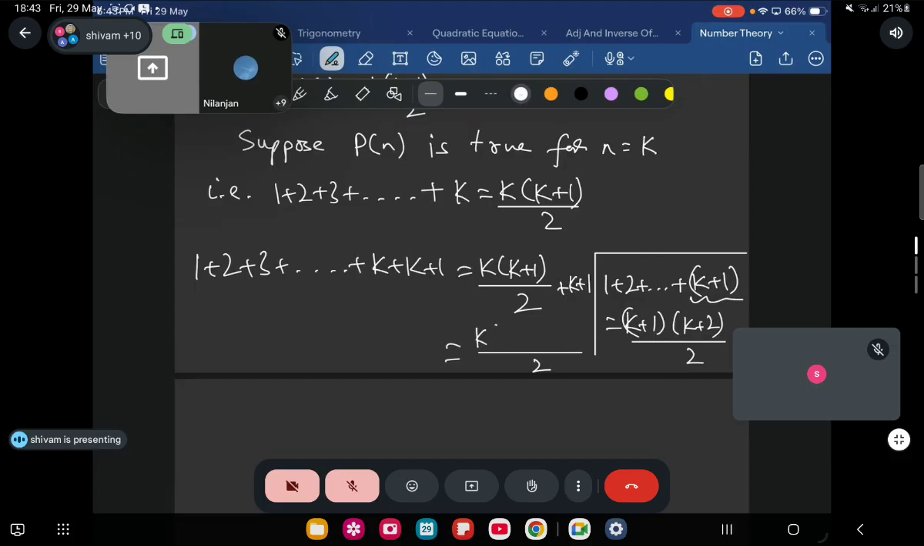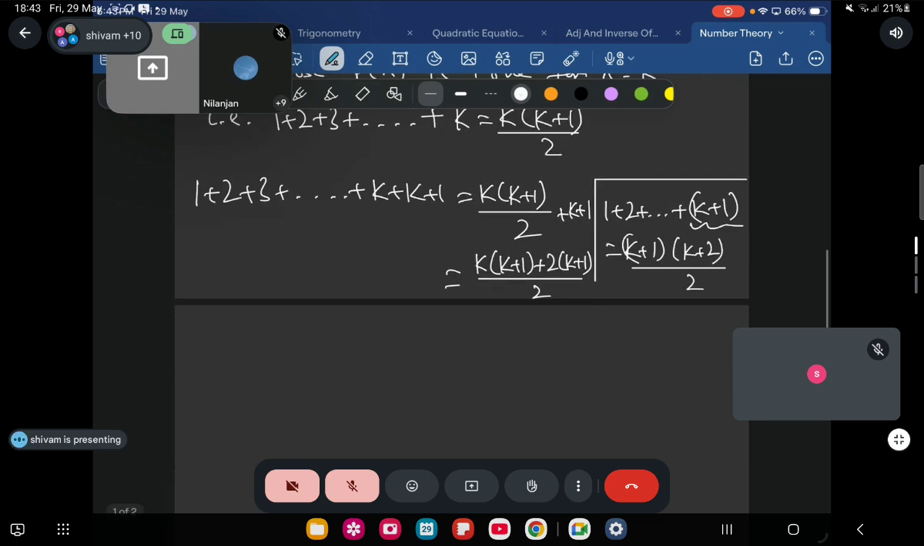k into k plus 1 plus 2 into k plus 1. Okay. This will be equal to k plus 1 common. Within brackets, you are going to get k plus 2 divided by 2. See, we are getting the result on the right hand side when you are adding k plus 1. Okay. Hence, it is true for n equal to k plus 1.